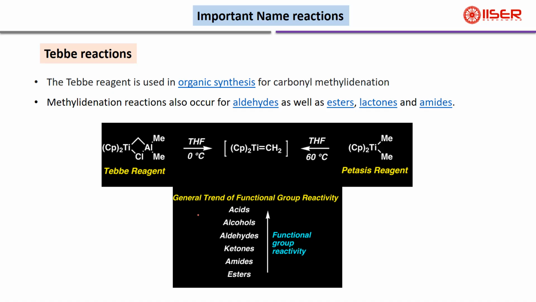Next, the olefination reaction is the Tebbe reaction. This is similar to the Wittig reaction, but in the Wittig reaction, olefin can only be formed from aldehyde and ketone. By using this Tebbe reaction, we can form olefin from ester, amides, alcohol. In all the carbonyl compounds, we can form alkene. So this is called the Tebbe reagent.